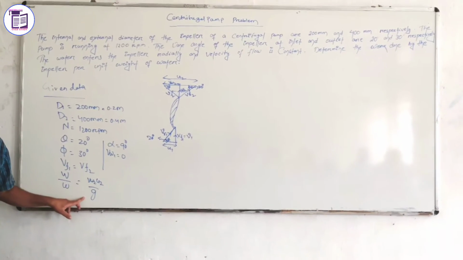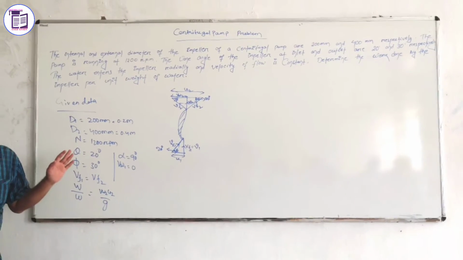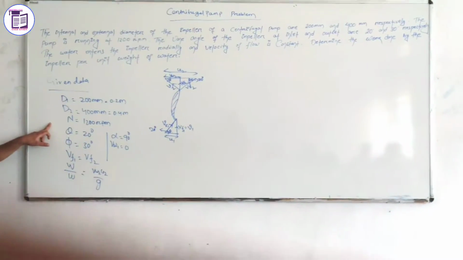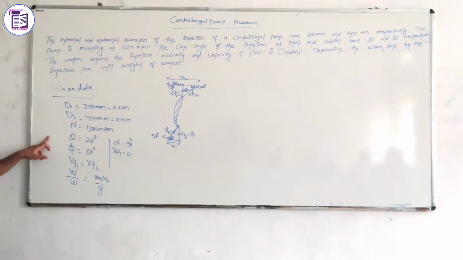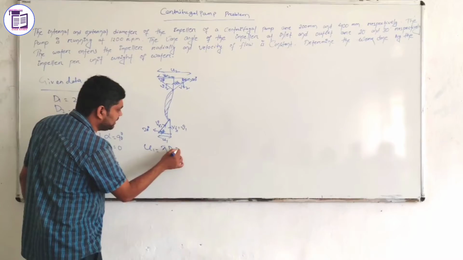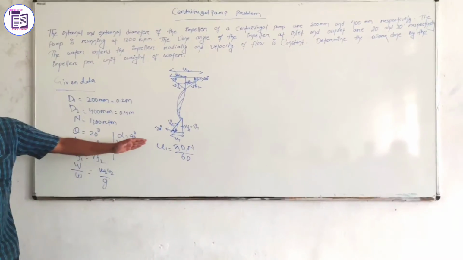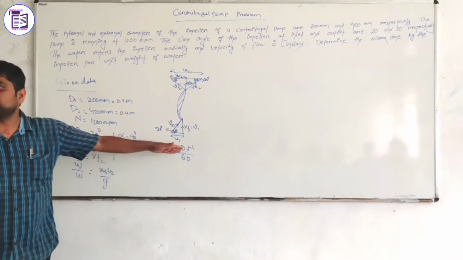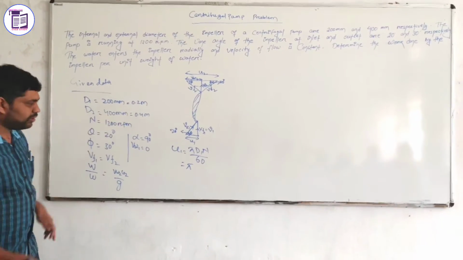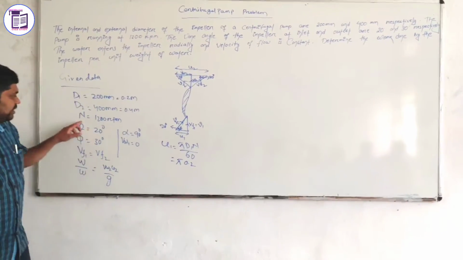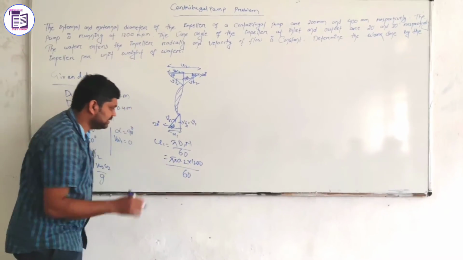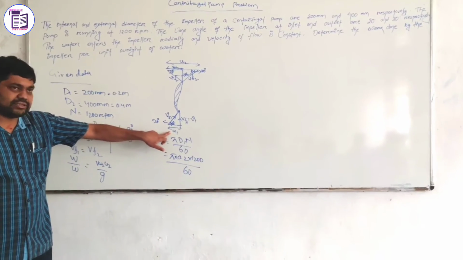So we have to find Vw2 and U2. First of all, find U1 and U2, and the relation between Vf1 and Vf2. Using the inlet and outlet diameters D1 and D2, you can find the blade velocity. The blade velocity is U1 equal to pi D1 N by 60, because U is equal to pi D N by 60. So pi, D1 is given as 0.2, and N is given as 1200, divided by 60. So here is your U1 value. This is the blade velocity.